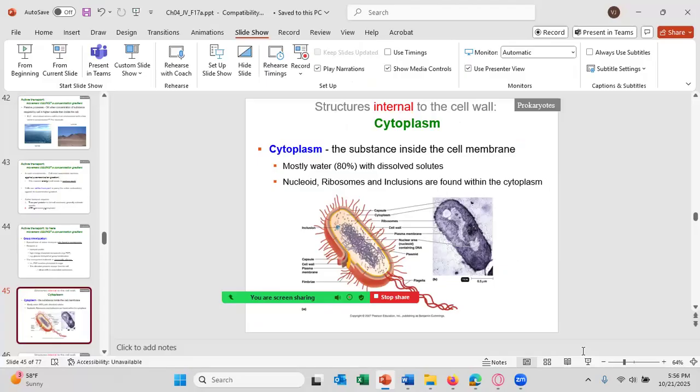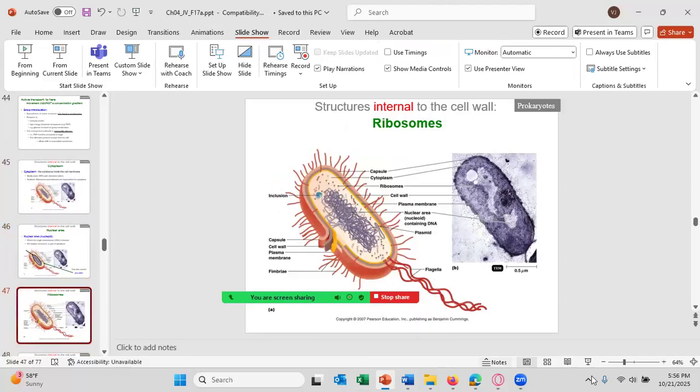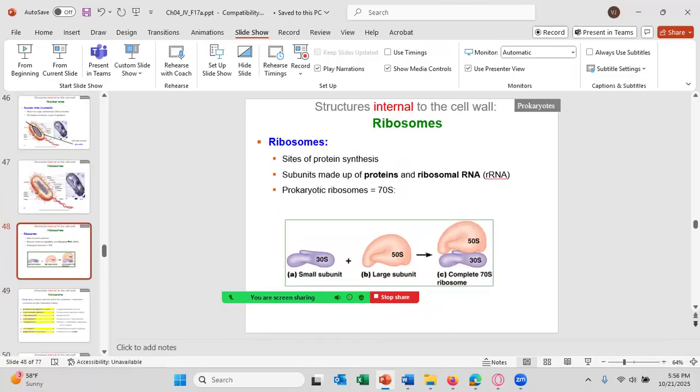All right, that's the end of the prokaryote cell structures. No, it isn't. There's a nuclear area. I thought I talked about that. The nuclear area is the nucleoid region of a prokaryote cell where the DNA is located. It's wherever the DNA is floating in the cytoplasm. I already talked about ribosomes. Maybe I talked about all of these. Yep.